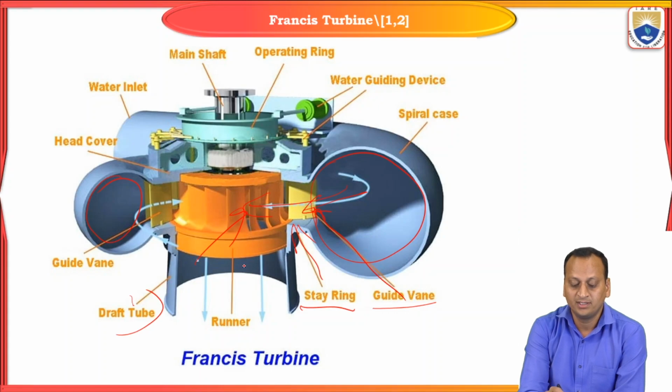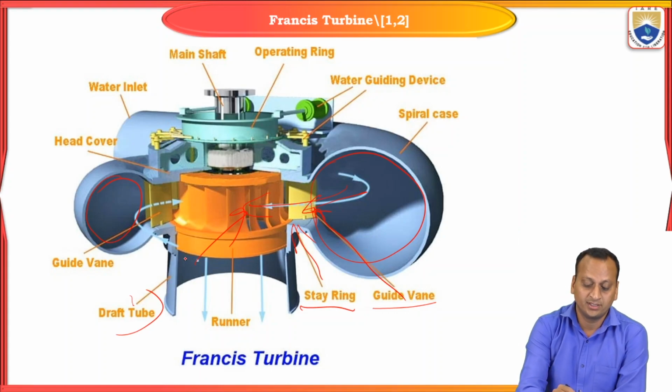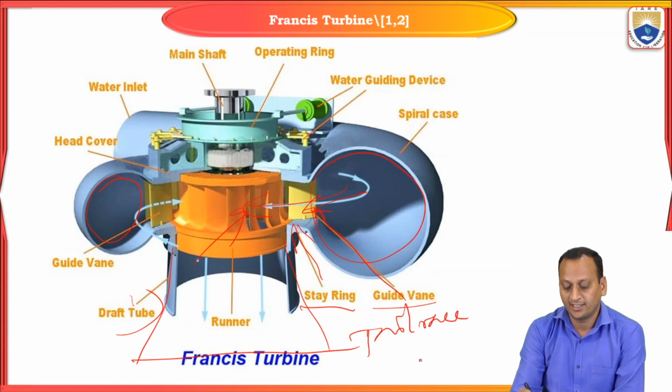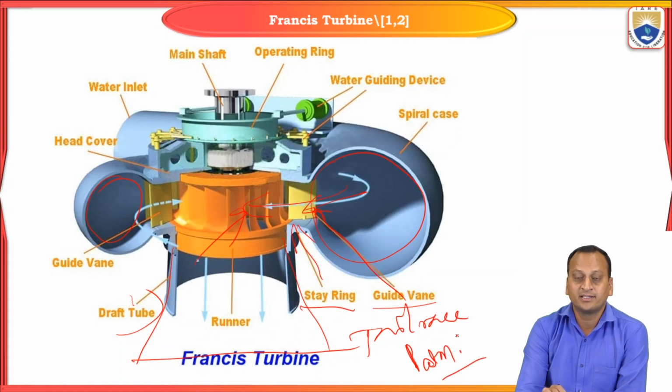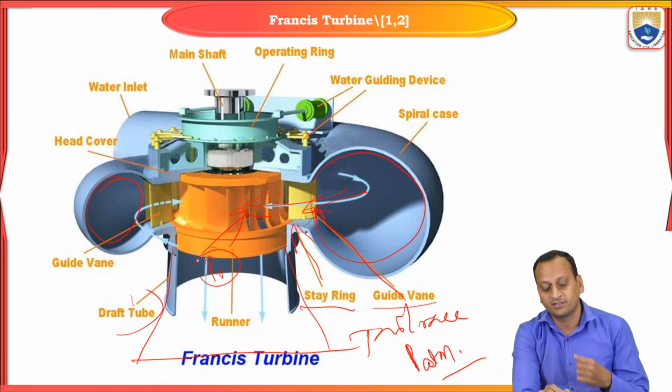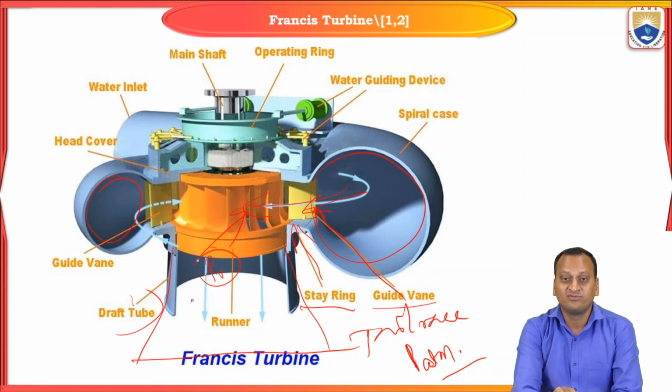After working on a turbine, there will be a draft tube. The purpose of a draft tube is to carry the water from the exit of a rotor to the tail race. The tail race will be at atmospheric pressure, but at the exit of the rotor, after working on the turbine, the pressure will be decreased. Here vacuum pressure will be there, a negative pressure, less than the atmospheric pressure.